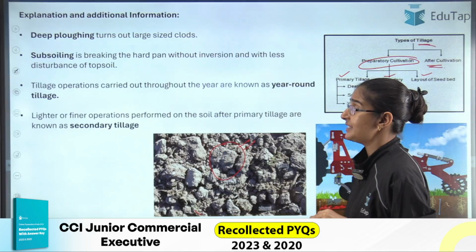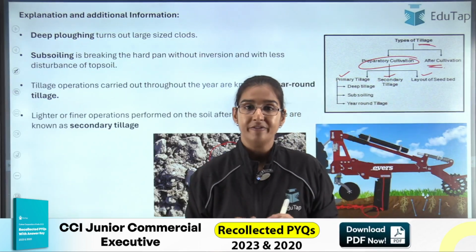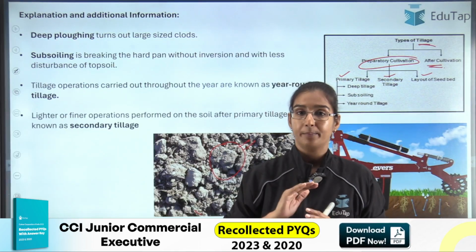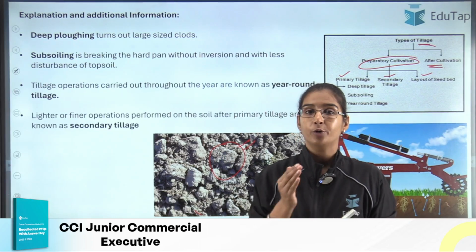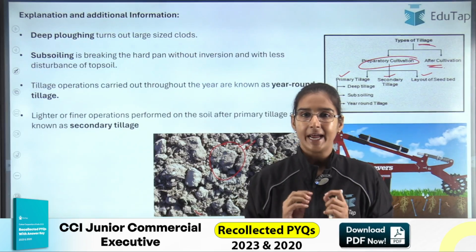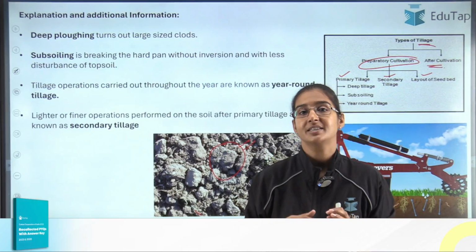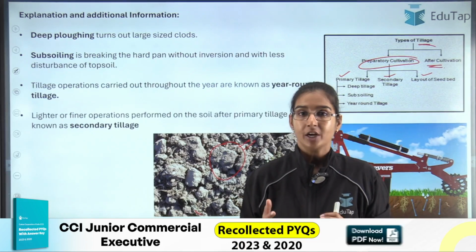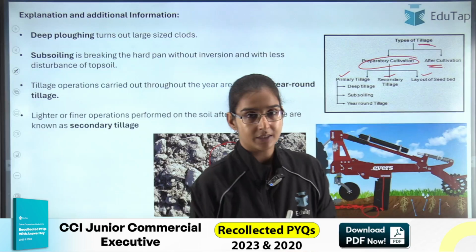After that we have the secondary tillage. So once we are done with the primary tillage, we go on to do the secondary tillage. Secondary tillage includes very lighter or finer operations such as harrowing or planking, right? So that is the aim of secondary tillage.